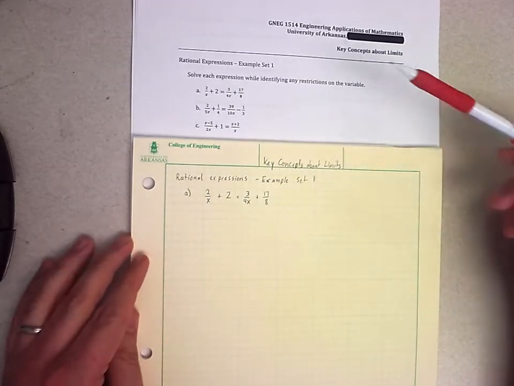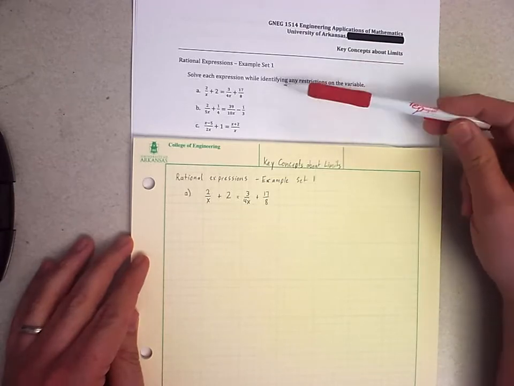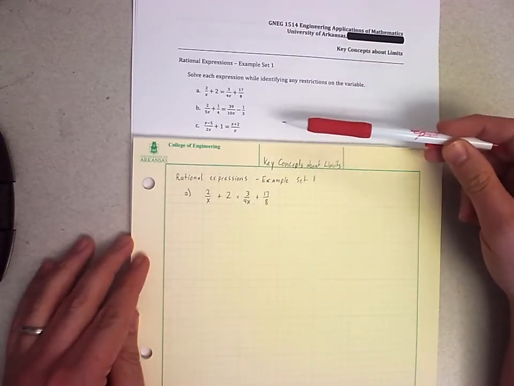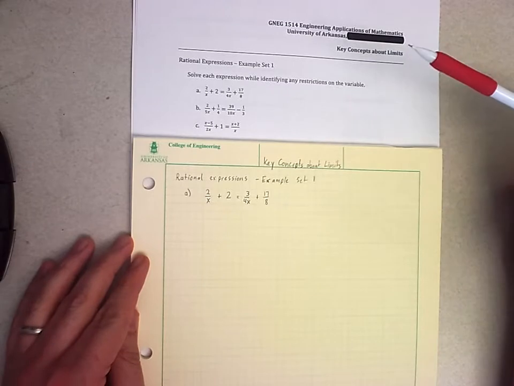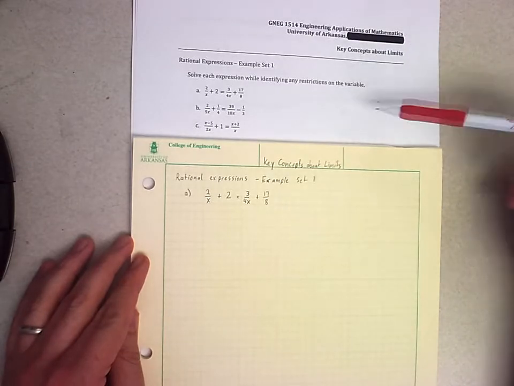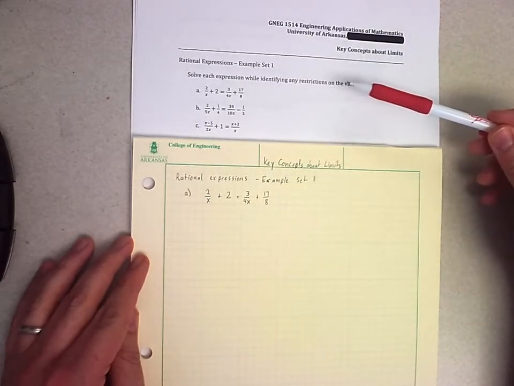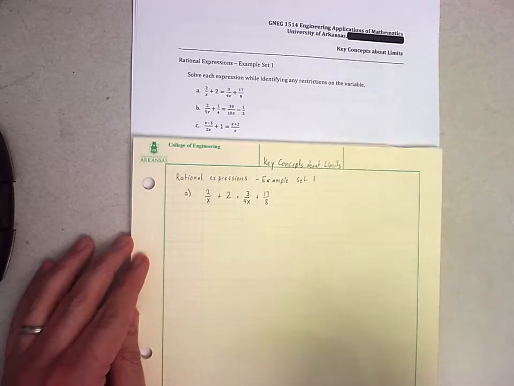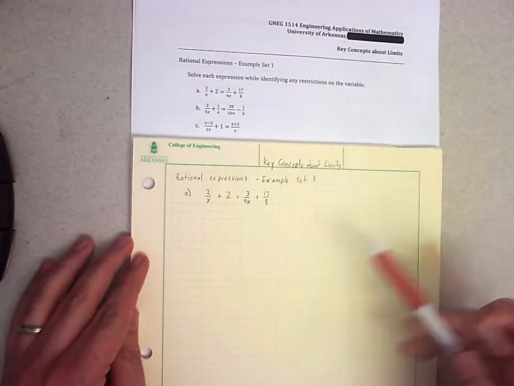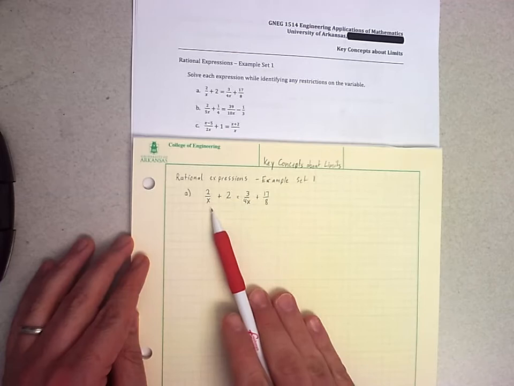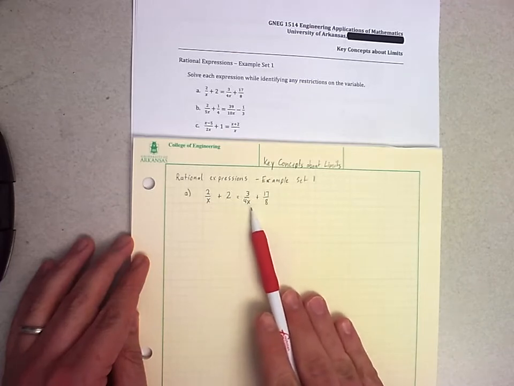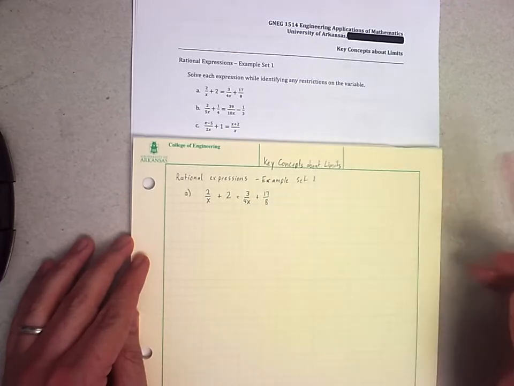And so, with this first example A, we've got a set of three different equations. And in each one of those, we want to solve for x. But the key point, it says to identify any restrictions on the variable. And so first let's just start out by trying to solve it. So we've got this expression, 2 over x plus 2 equals 3 over 4x plus 17 over 8.